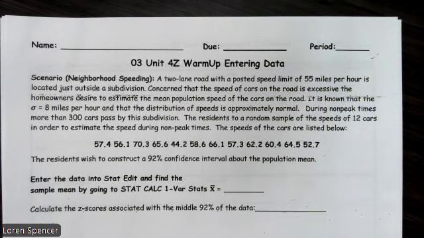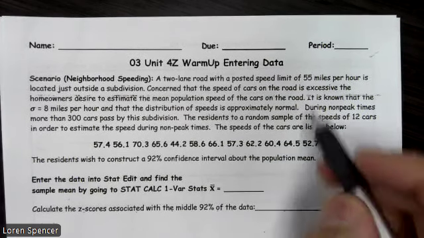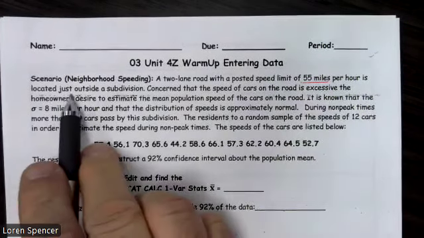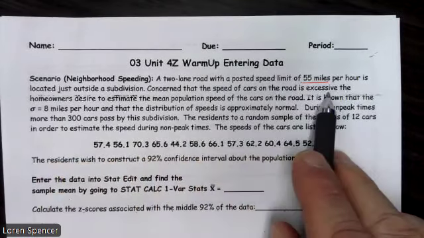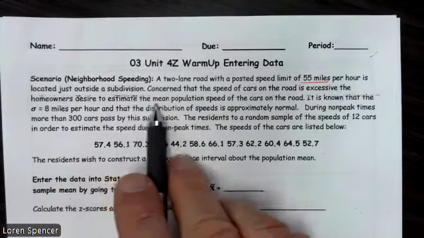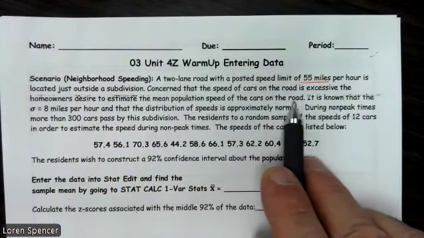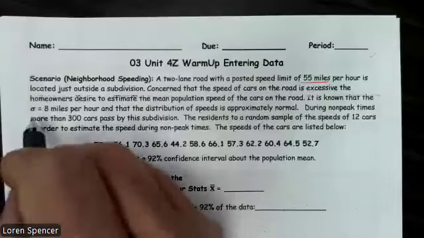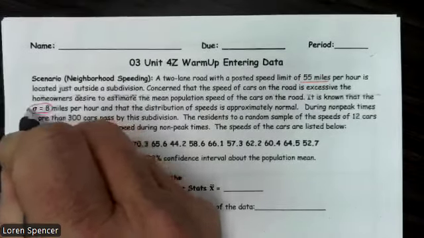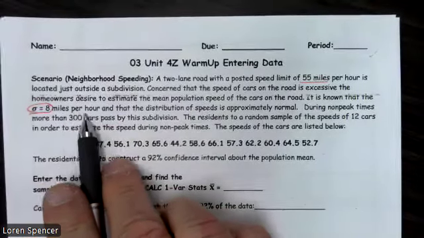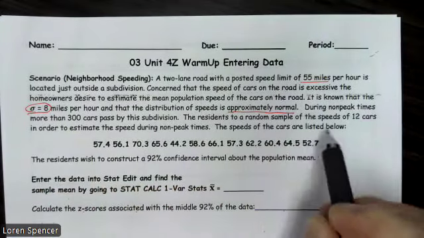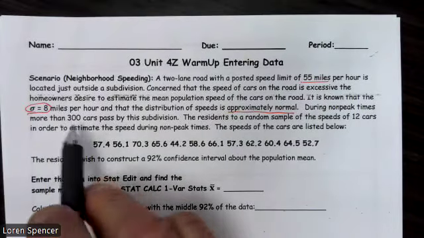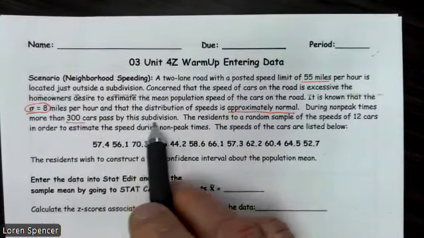So our scenario, neighborhood speeding. A two-lane road with a posted speed limit of 55 miles per hour is located just outside the subdivision. Concerned that the speed of the cars on the road is excessive, the homeowners desire to estimate the mean population speed of the cars on the road. It is known that the standard deviation of the population is 8 miles per hour and that the distribution of speeds is approximately normal. During non-peak times, more than 300 cars pass by this subdivision.